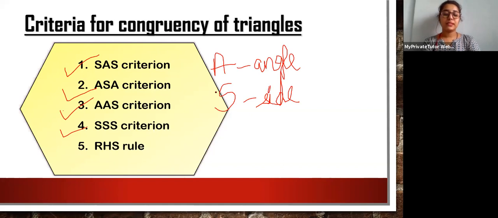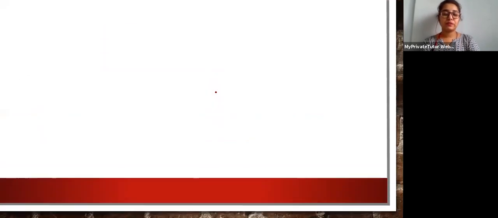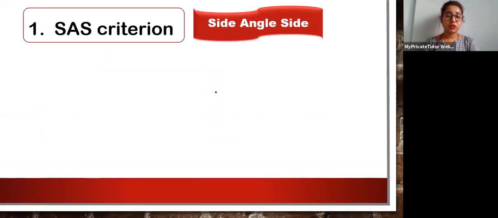Now let's get into each of these. So first we have SAS criteria. So what is SAS criteria? Side angle side. Now you'll be thinking, why side angle side only? Because I clearly told you that whenever we talk about triangles or we classify them, it's on the basis of side or it's on the basis of an angle, correct?